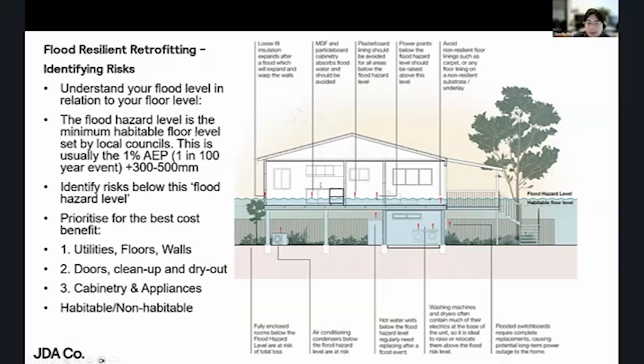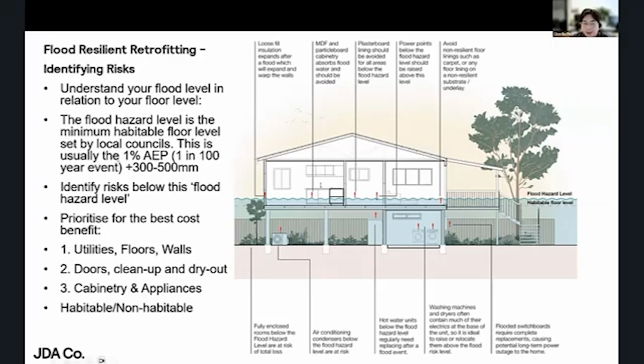The guide also goes through identifying these risks and how they might apply to a typical home. So the main things to look at are your flood hazard level, which councils usually define as the 1 in 100 year event, plus a 300 to 500 mil buffer. And then knowing that in relation to your floor level. Everything below that, you should try and identify those risks.